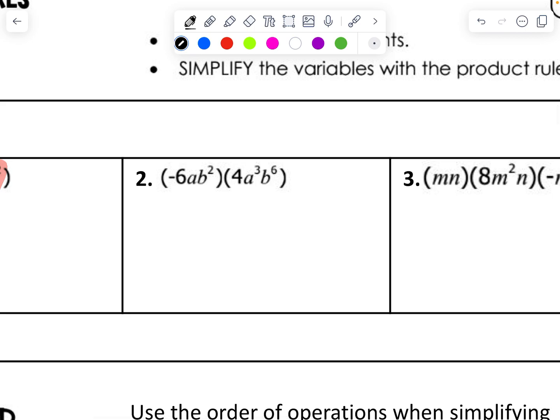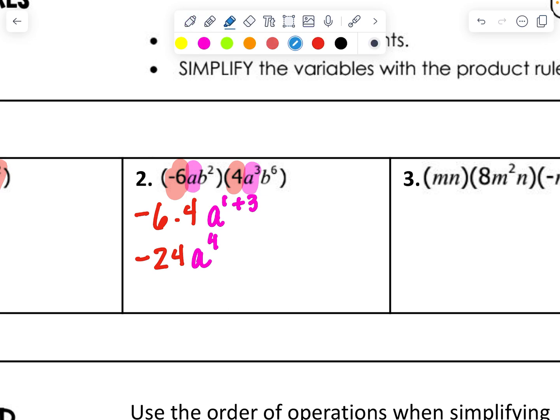Okay, so my numbers are negative 6 and 4. So negative 6 times 4 is negative 24. Okay, done with that piece. Now let's find another like term. I got A's. There's 1 there and 3 there. So I have A 1 time plus another 3 times. I need to multiply A 4 times.